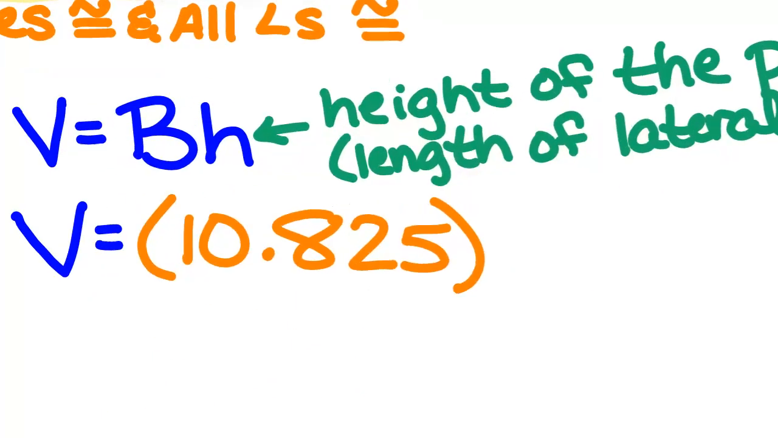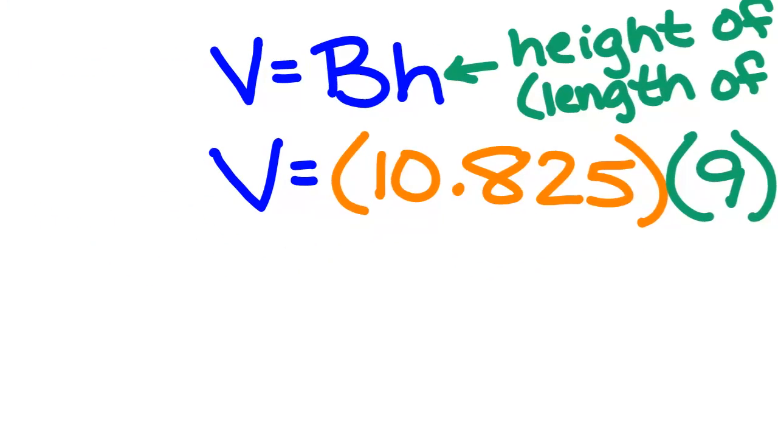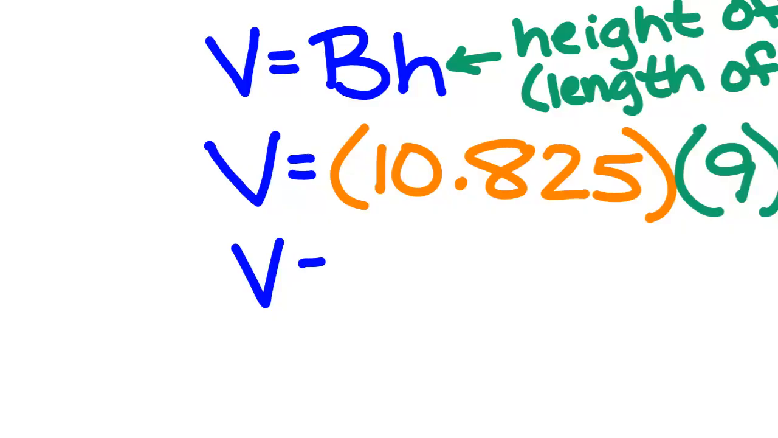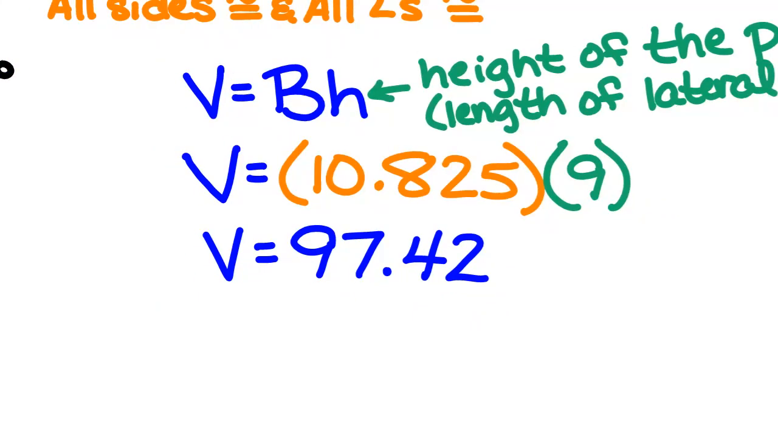So I have 10.825 times 9. What do we get when we do 10.825 times 9? 97.427. I got 97.425. Well, I got 427. You got 427? It's possible that I wrote it down wrong too. No, it's because I just multiplied the full decimal. Ah, you took the whole decimal. See, I took the rounded one. Oh, yes.